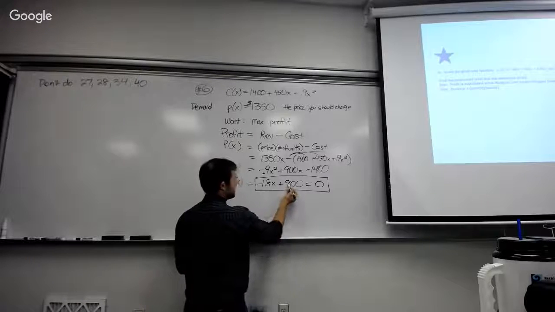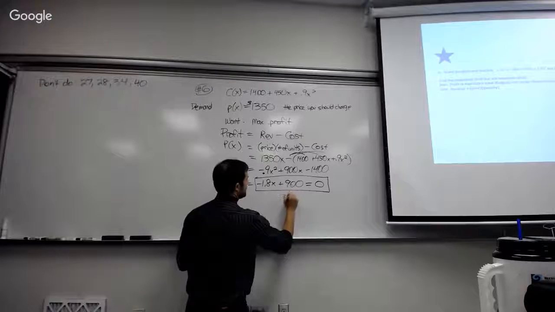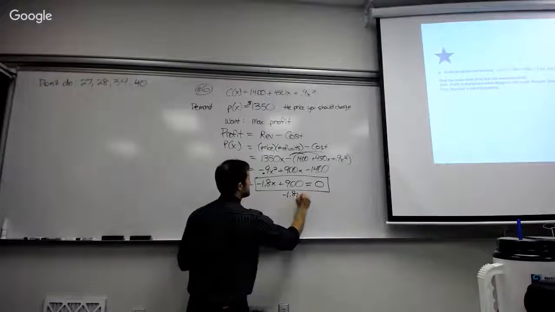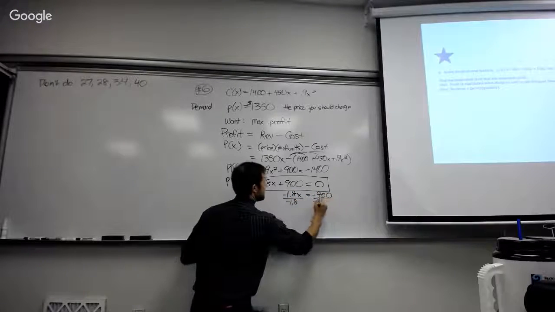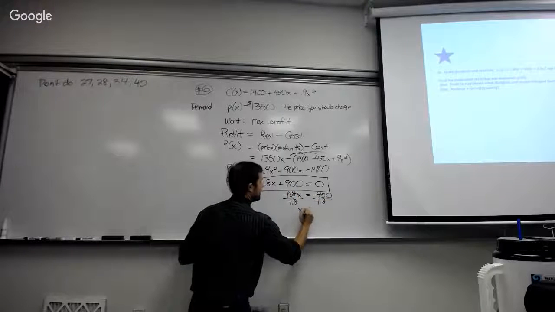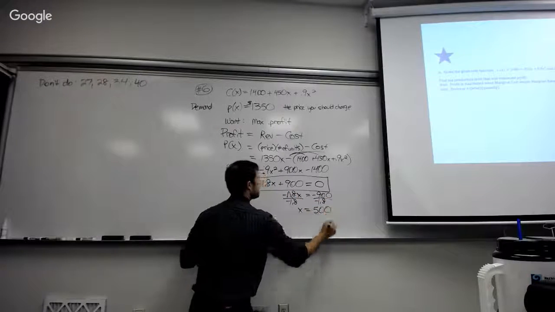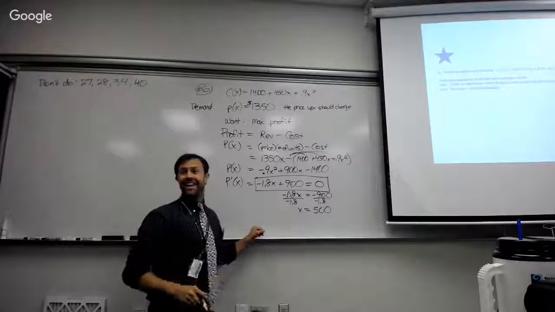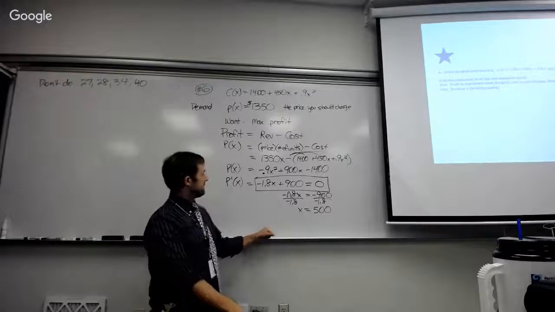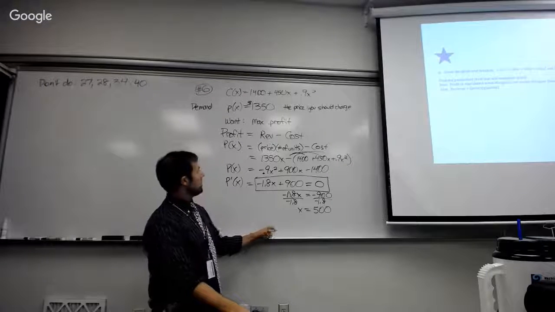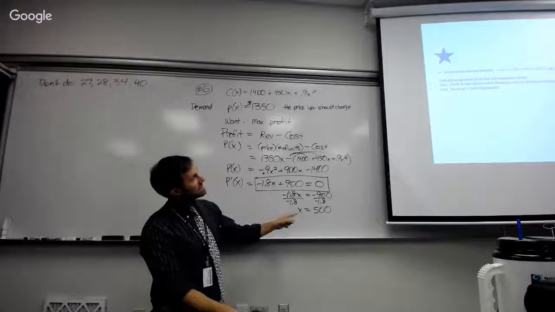So now I'll go ahead, move the 900 over to the other side. So I have negative 1.8x equals negative 900. Divide off the negative 1.8. Negative 500? Positive 500? Positive. Good. I hope it's positive 500 because it's the number of products that we're selling. Okay, so we should sell 500 units to maximize profit.